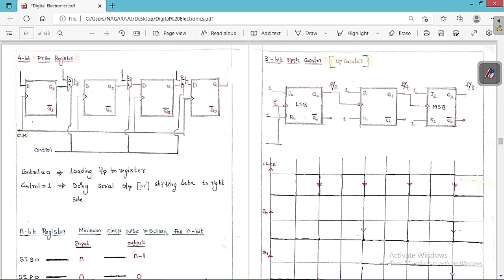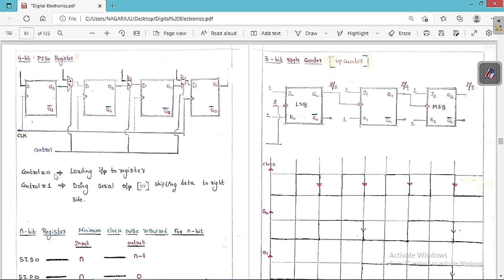You can see clearly there is a 2 cross 1 mux here. Here also a 2 cross 1 mux, and here also a 2 cross 1 mux, each with 2 inputs and 1 output. The control signals of all the 2 cross 1 multiplexers we are going to connect together and call this the control signal.